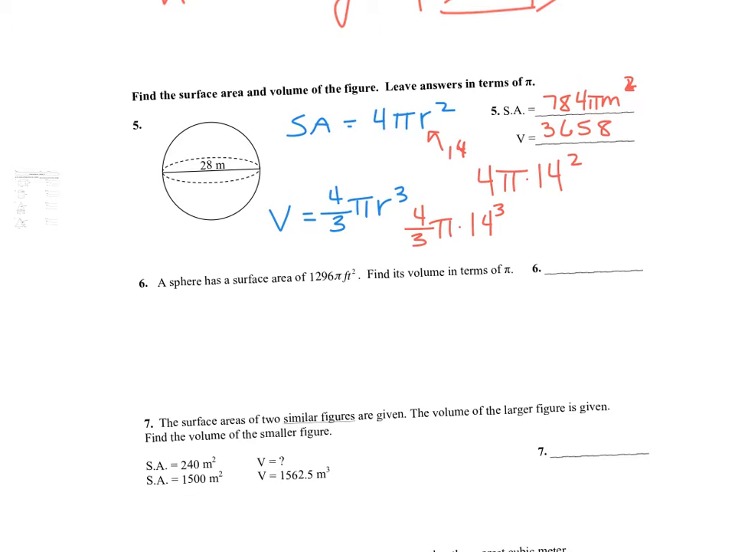2/3. So, and 2/3 times pi meters cubed. That's a 6. Let's see if we can narrow this down a little bit.